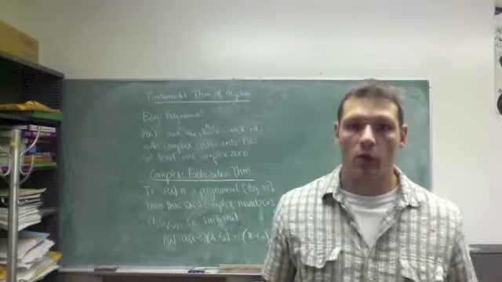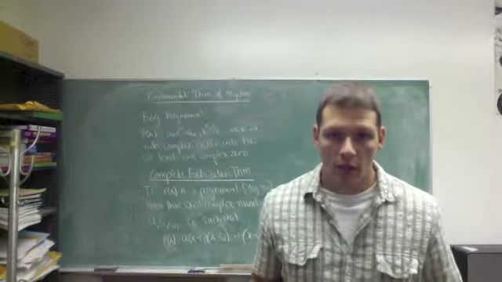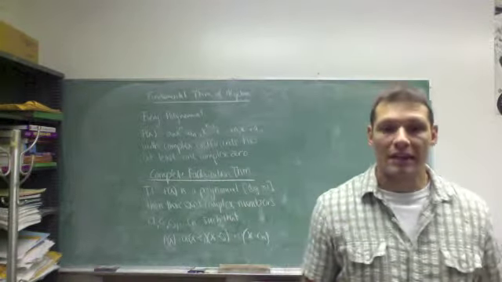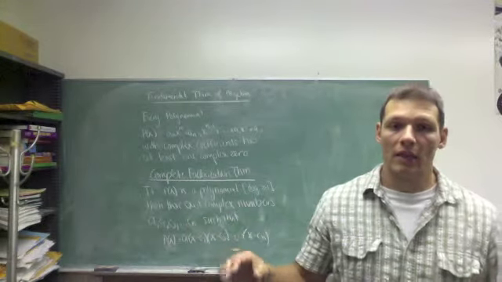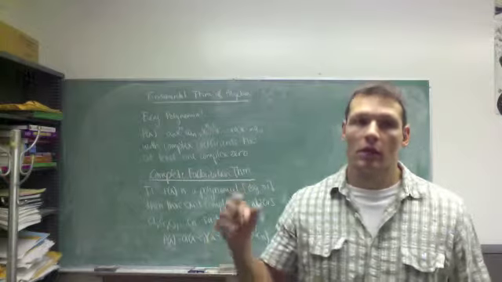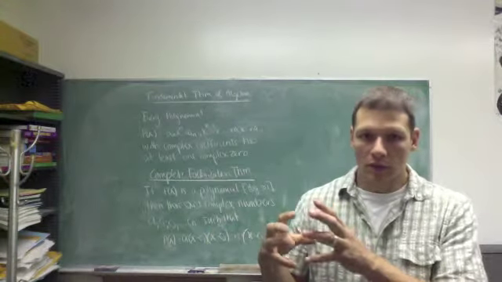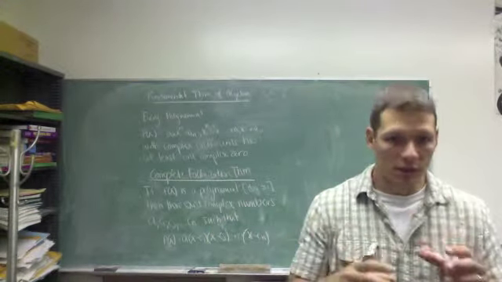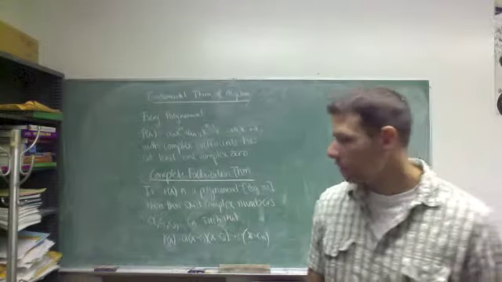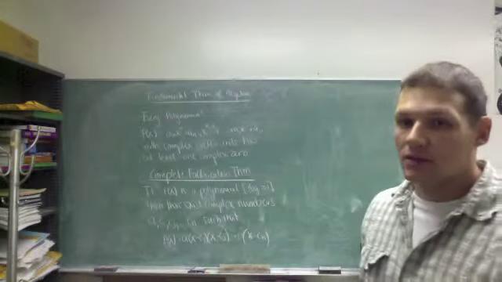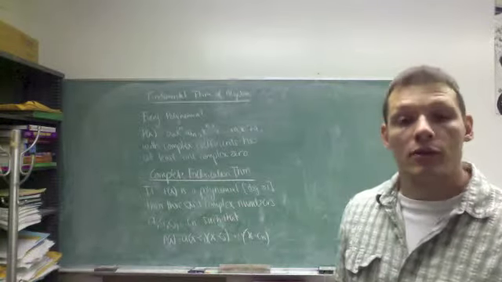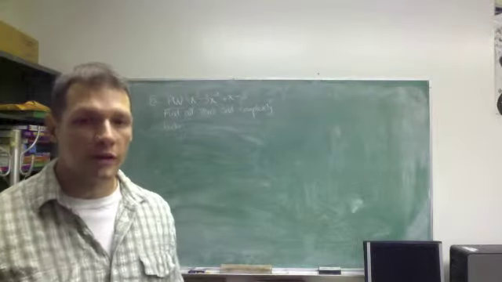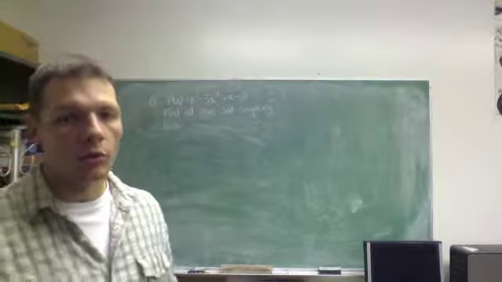If p of x is a polynomial with degree greater than or equal to 1, then there exist complex numbers a, c1, c2, c3, all the way up to cn, such that that polynomial equals a, some complex number, times x minus c1 times x minus c2, and so on. So what that does is it allows us to completely factor any polynomial over the complex numbers. Okay, so let's use that theorem to completely factor a polynomial.